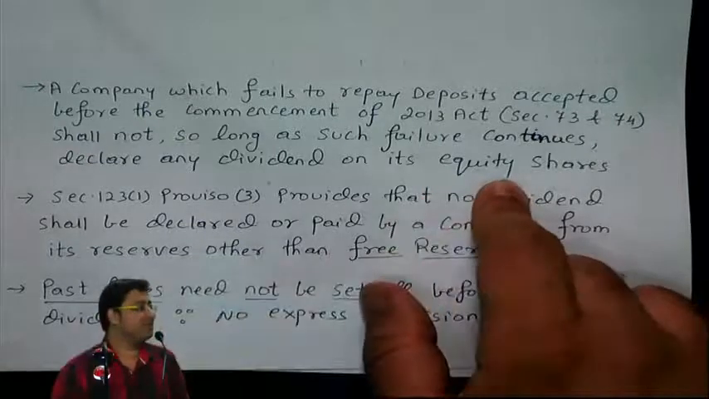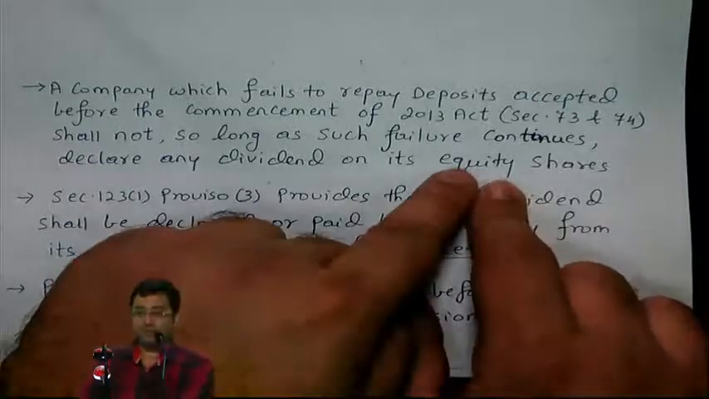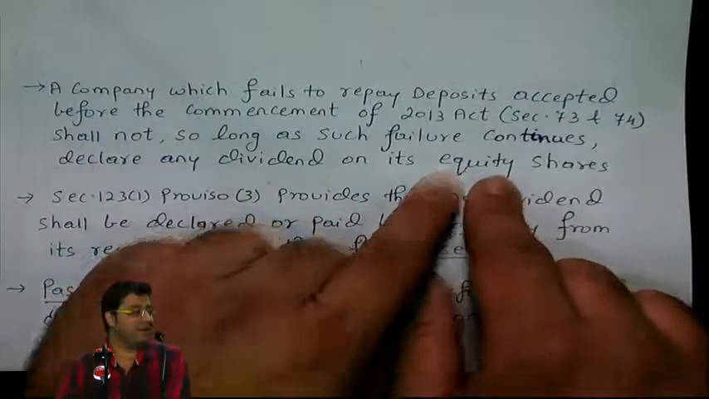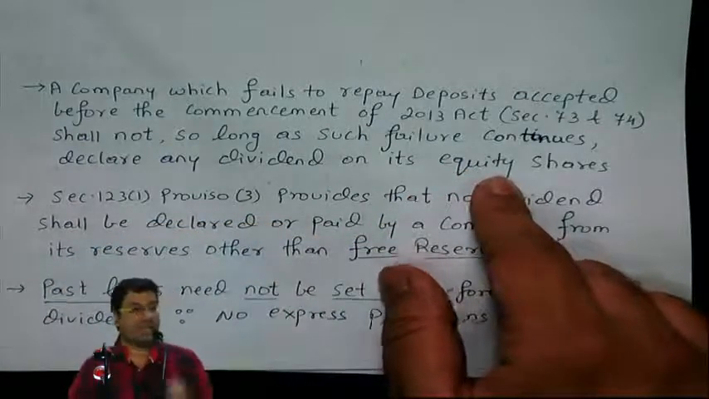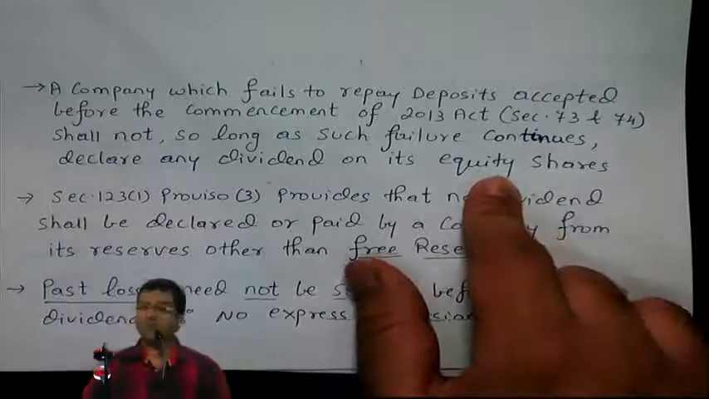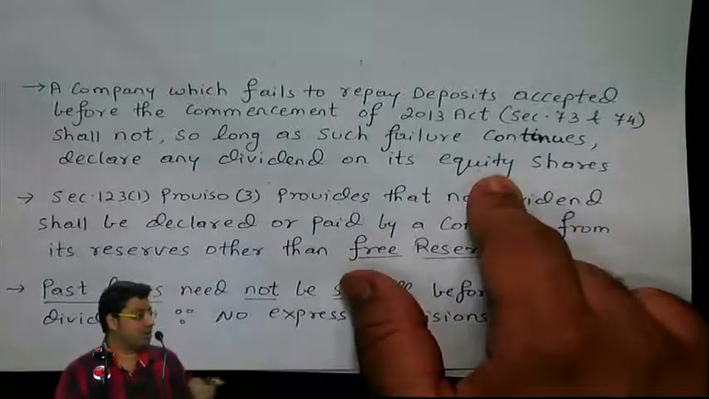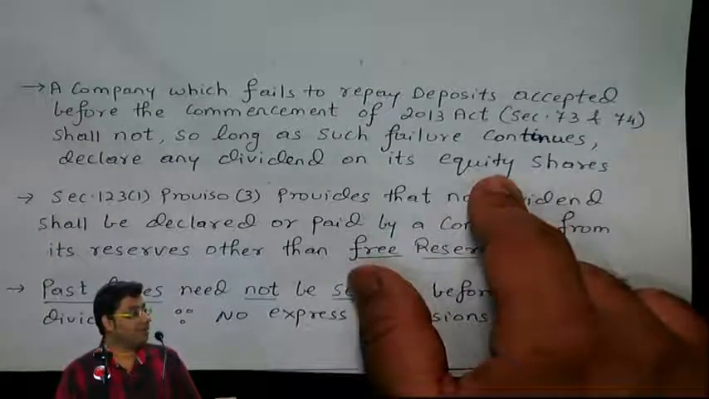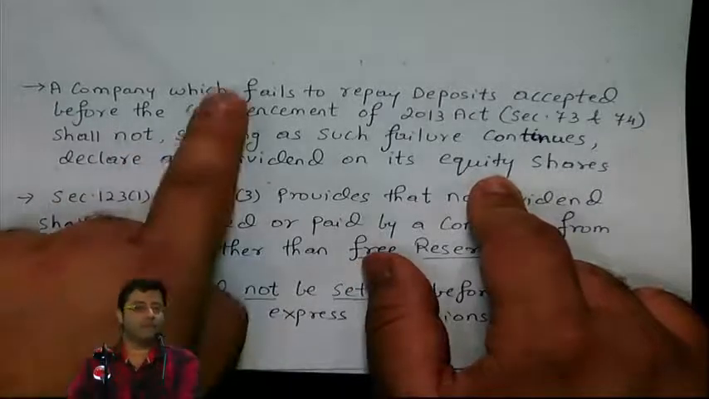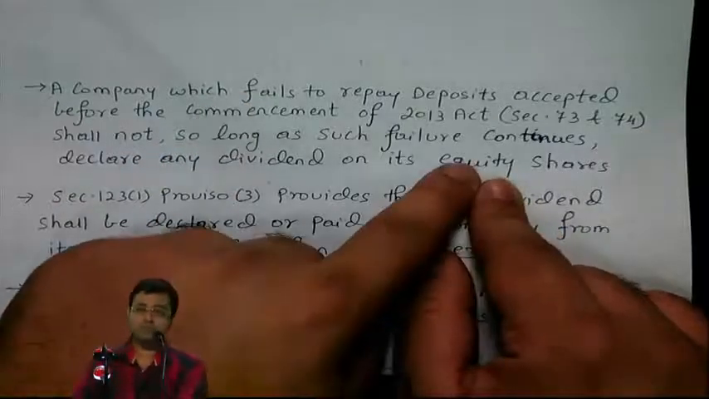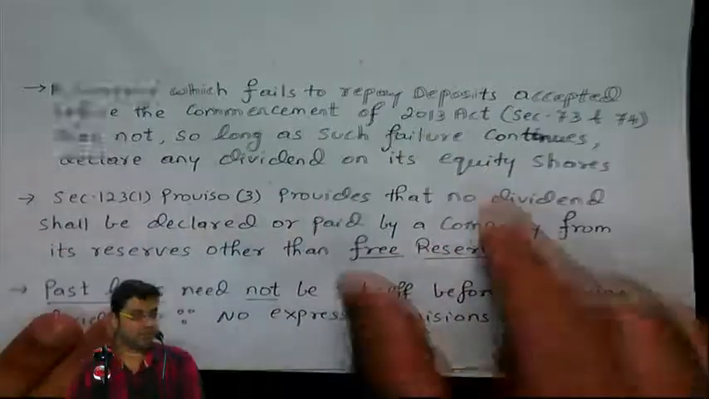We can take advantage of this provision because it is a silent provision. The law only talks about equity shares, it does not speak about preference shares. Anyways, we know that the preference share rate of dividend is fixed. So the preference shareholder will be getting dividend. So even if the company has defaulted in the repayment of deposits, who's going to suffer? Not the preference shareholders. Is it clear?